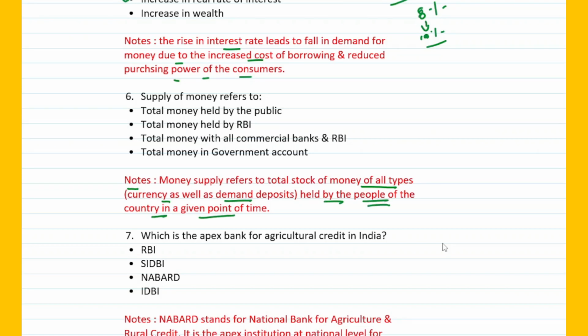So held by the people. Supply of money does not refer to money held by RBI, commercial banks, or money in the government account. Supply of money refers to the total money held by the public, right?